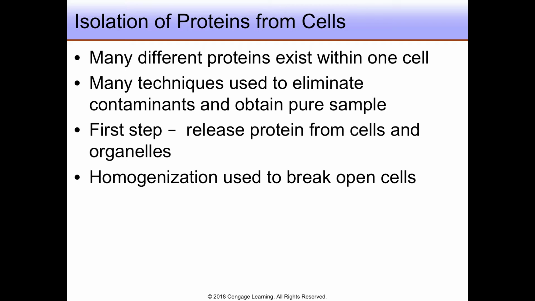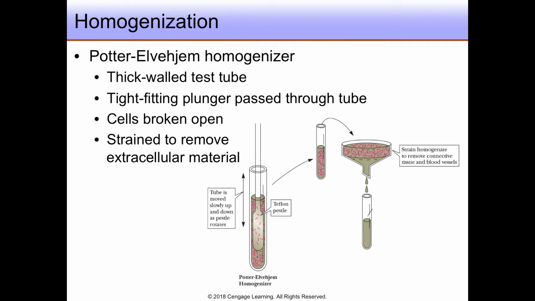Homogenization is a common technique for breaking cells open. Pictured here is the process of cell rupture using a Potter-Elvehjem homogenizer. It contains a thick-walled tube into which the solution of cells is placed. A tight-fitting plunger is then pushed through the tube, thereby breaking the cell membranes.